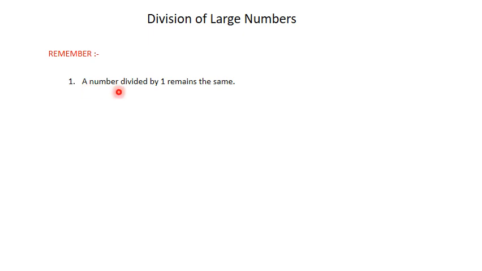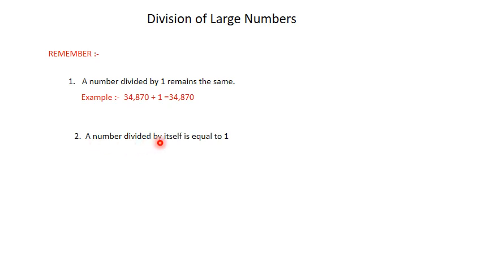What is the rule? A number when it is divided by 1 remains the same. Take any number, whether it is a small number or a large number. When it is divided by 1, it remains the same number. Let's take an example. Here I have taken 34,870. When it is divided by 1, the answer is the same, 34,870.